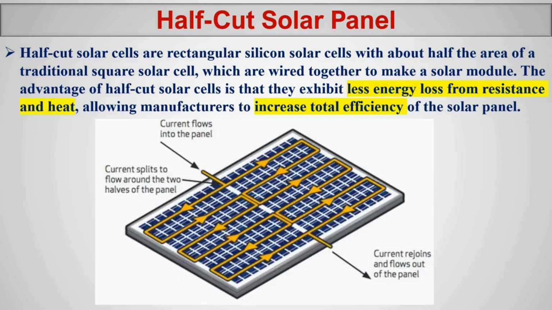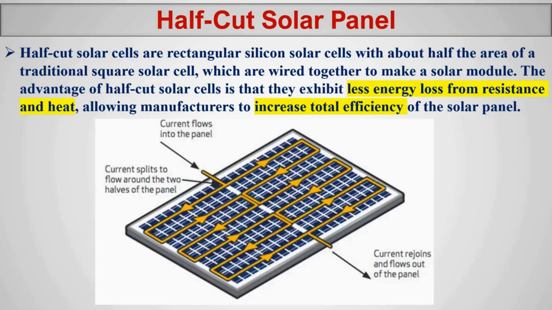So all the current will join in this path. So this is half-cut solar. This is the reason that half-cut solar cells are more efficient. There's a reason how half-cut solar panels increase total efficiency.